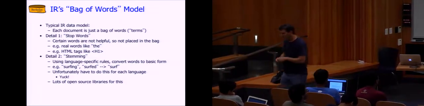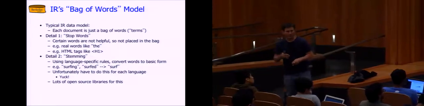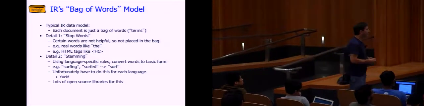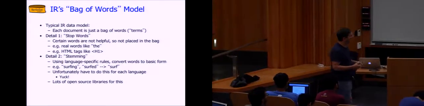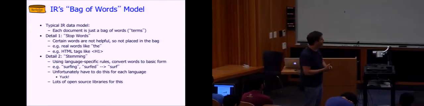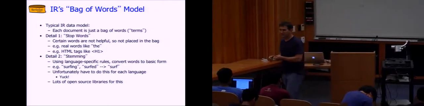The other detail, which is very much an English, or at least Western language, detail, is stemming, where you take language-specific rules to convert words to some sort of canonical form that leaves out things like tenses and plurals.